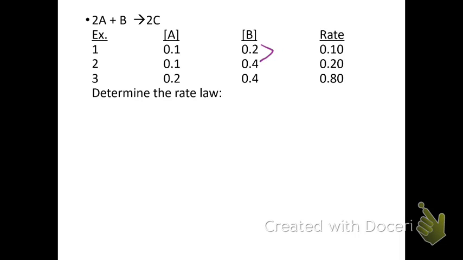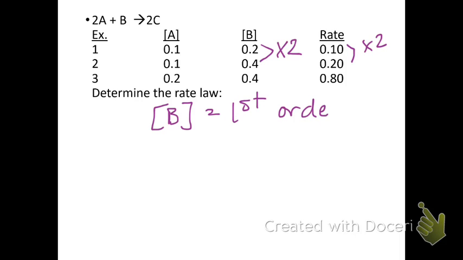Okay, so I am doubling this by 2, and then my rate went up by 2. So that means B is going to be first order. All right, and so then I look to figure out what A is, and I see that in experiment 2 and 3, they have doubled A and kept B constant. Okay, so they doubled this, and then this went up by 4 times. Okay, so that means, since it quadrupled, that A is going to be second order.